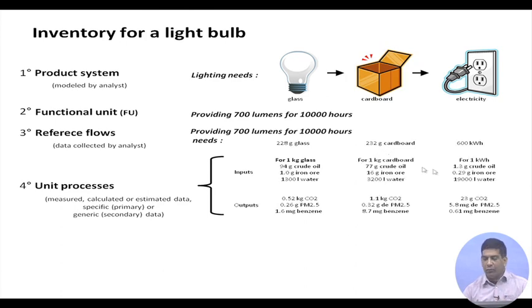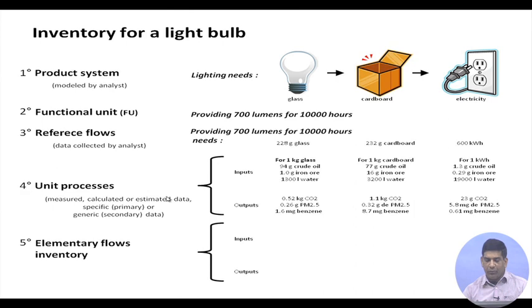Similarly, you can get this for the cardboard as well as for the electricity. To make 1 kg of cardboard, you need 77 gram of crude oil, 16 gram of iron ore, 3200 liters of water. 1 kg of cardboard, 3200 liters of water. That's a lot of water. And for 1 kilowatt hour of electricity, again, you use crude oil, iron ore, and 19,000 liters of water to make 1 kilowatt hour of electricity. And these are the emissions coming out; we have taken carbon dioxide, particulate matter, and benzene as 3 examples, but these are not the only ones. There are other ones as well.